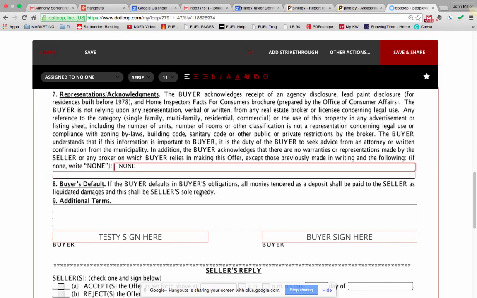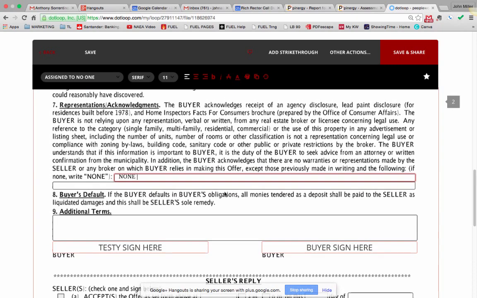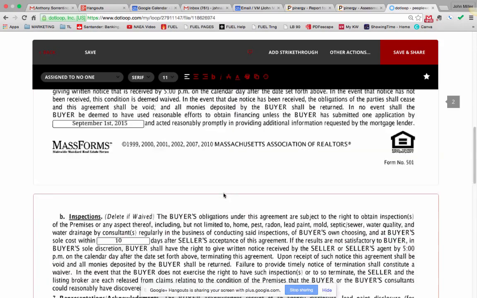Number 8, buyer's default. If the buyer defaults in buyer's obligations, all monies tendered as a deposit shall be paid to the seller as liquidated damages and shall be the seller's sole remedy. So in other words, the seller can't do anything above and beyond that by saying that it's their sole remedy. They can try, but they did just sign a contract saying that their only remedy to a situation is to keep the deposit, not do something more than that, like maybe sue them for more money above and beyond what the deposit is. Right. And so the deposit now is how much?